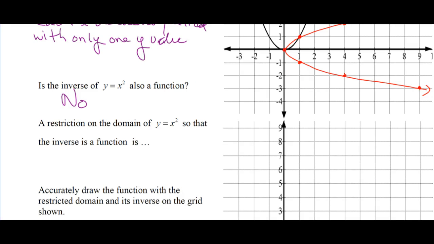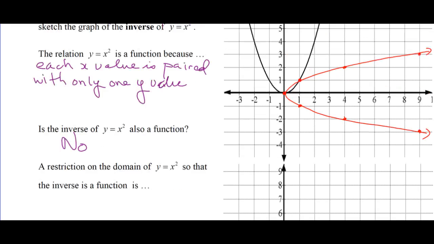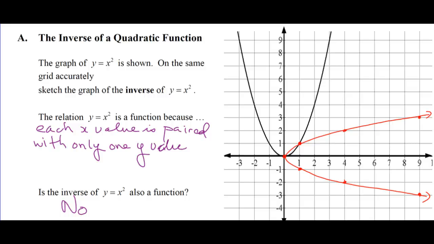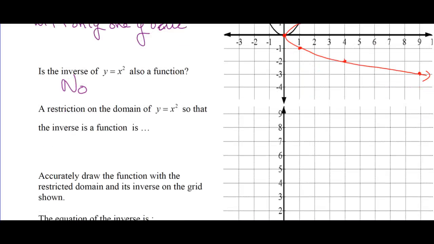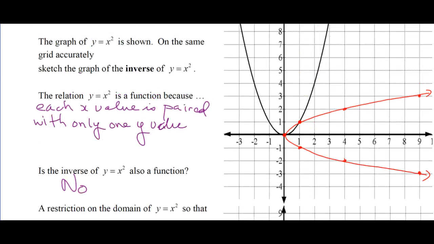How could we restrict the domain of the original so the inverse is a function? Yeah, so we could say x is greater than or equal to 0, right? We make that restriction. Basically you look on the original graph and say, if I can't draw a horizontal line, right? Anywhere above here, if I draw a horizontal line, it's going to cut. That horizontal line will become a vertical line right here. That will fail. So if I just start here at the vertex and go up then.